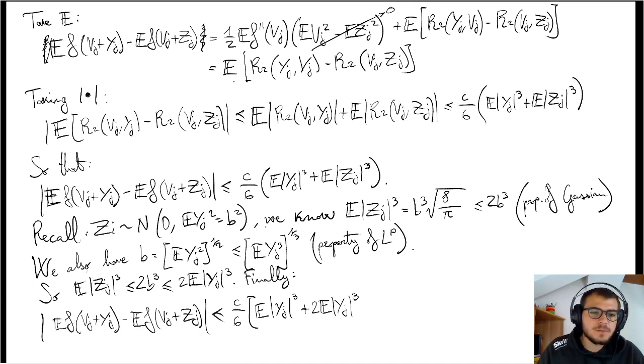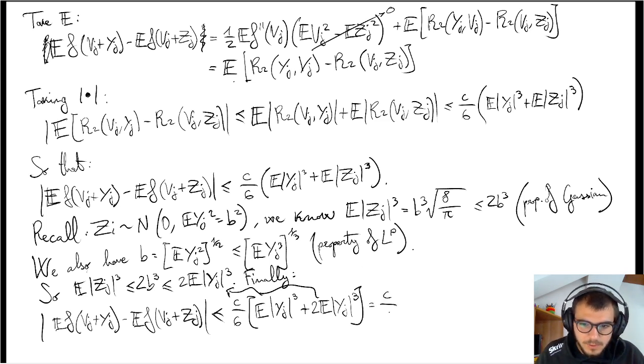This because of that. Well, let's put it here. So this thing is equal to c over 6 times 3 the expectation of yj cubed. And if we simplify, this is c over 2, the expectation of yj cubed.